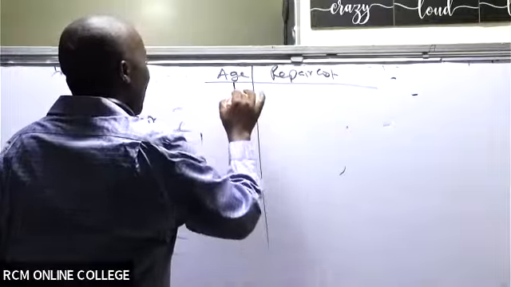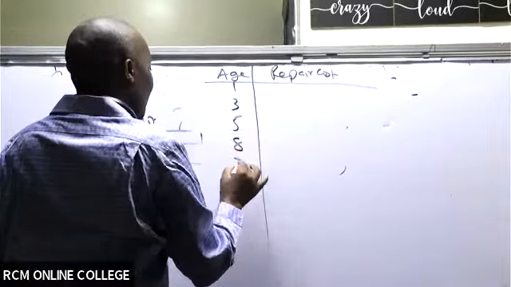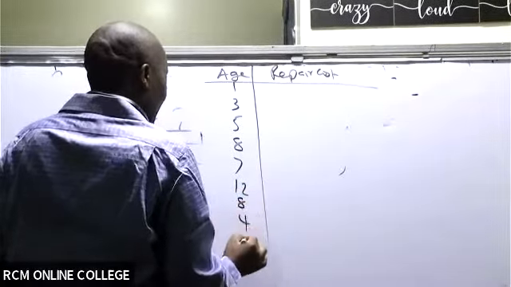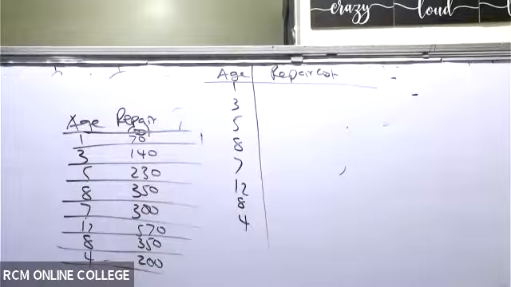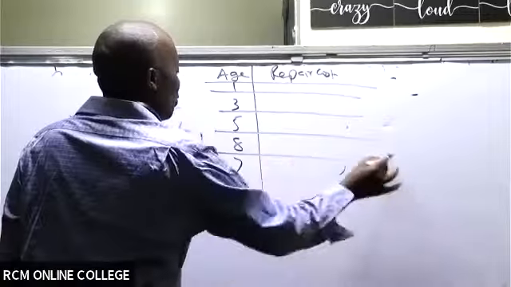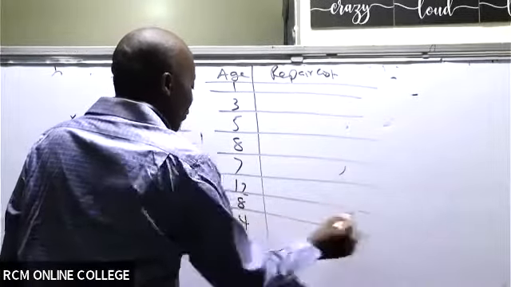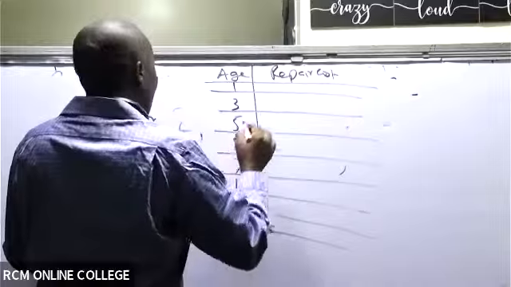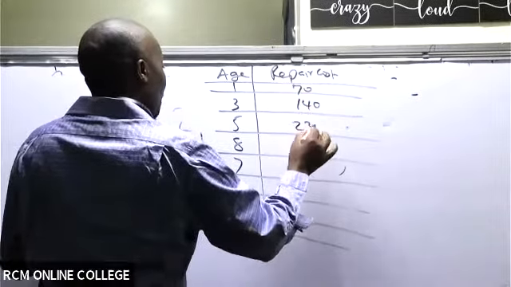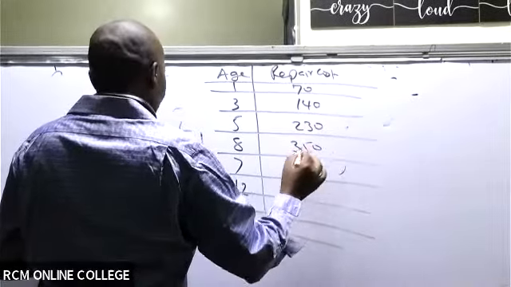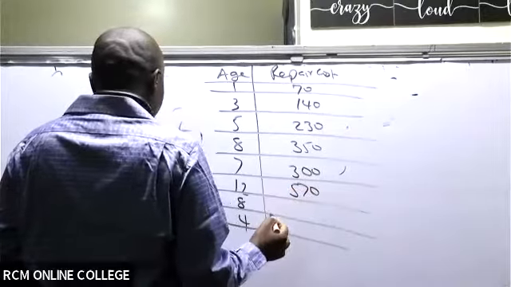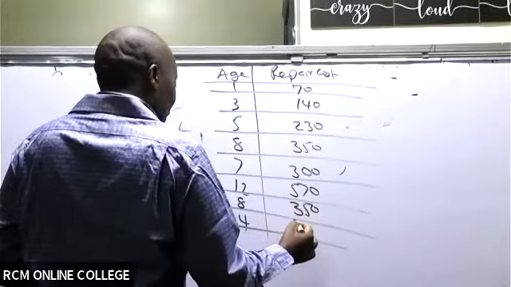So we have here 1, 3, 5, 8, 7, 12, 8, 4, 8, 4, 8, 4 like that. And then of course we have now the corresponding repair costs. What do we have here? The corresponding repair costs I have 70, 70, 140, 230, 350, 300, then we have 570, then we have 350, then lastly we have 200.